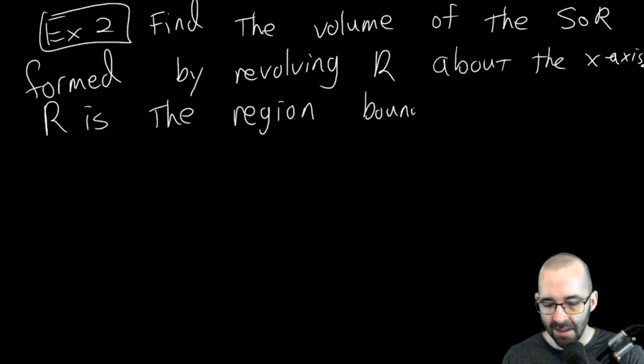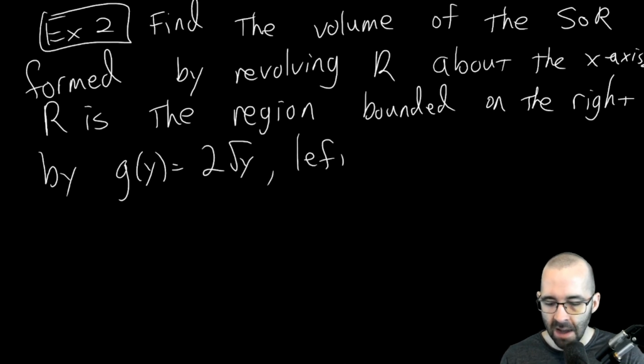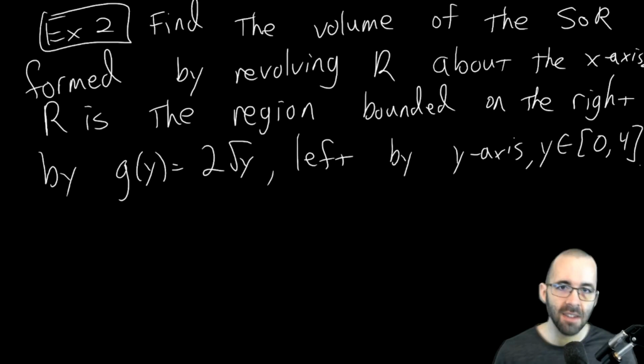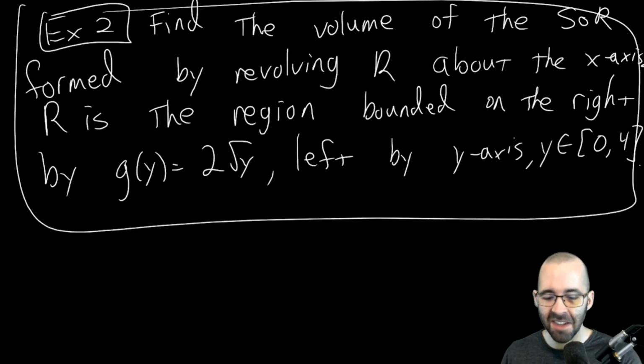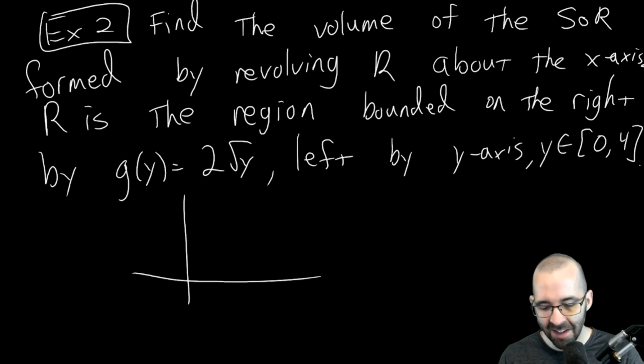R is the region bounded on the right by the function g of y equals 2 square root of y, bounded on the left by the y-axis, and y is in the interval from 0 to 4. So lots going on here. These problems are so wordy. As these videos go on, I'm going to abbreviate this more and more, but I'm trying to be at least a little precise for y'all.